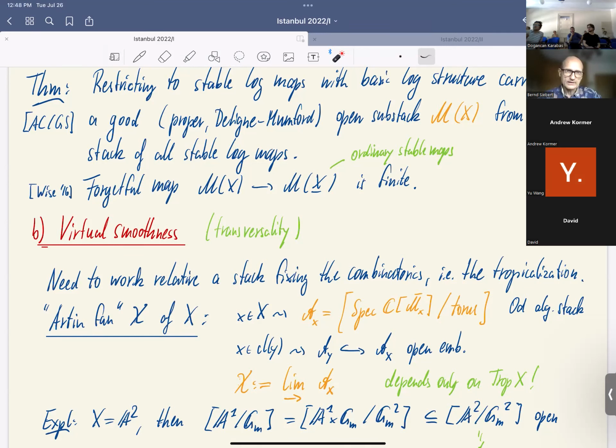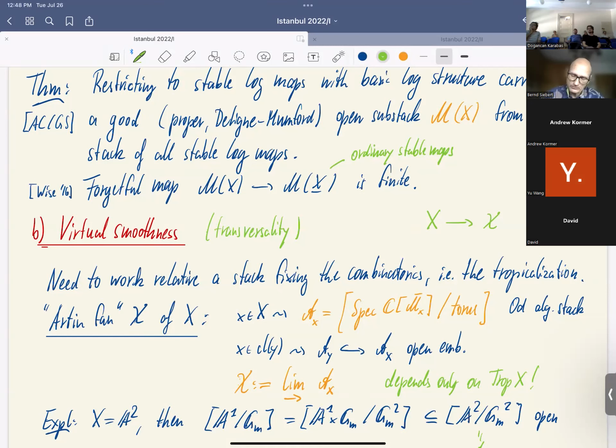Okay, so it's a stack, but then you also have an actual log structure on it. Yeah. So you start with a log scheme X, and then you get another log scheme. So maybe one way to say this: there's a map from X to curly X, and the log structure on X is induced by pulling back the log structure on curly X.